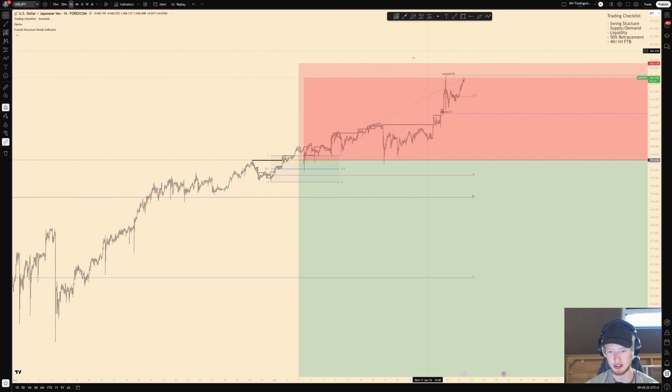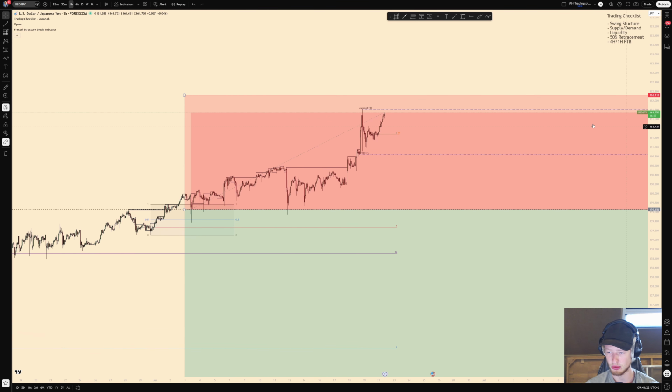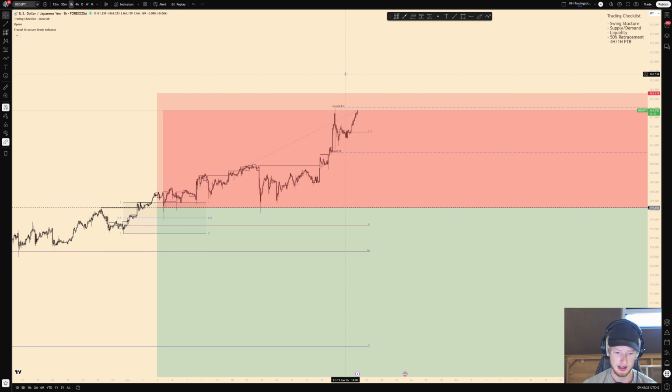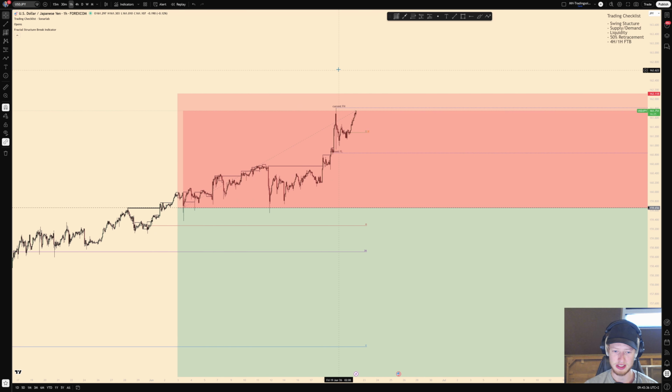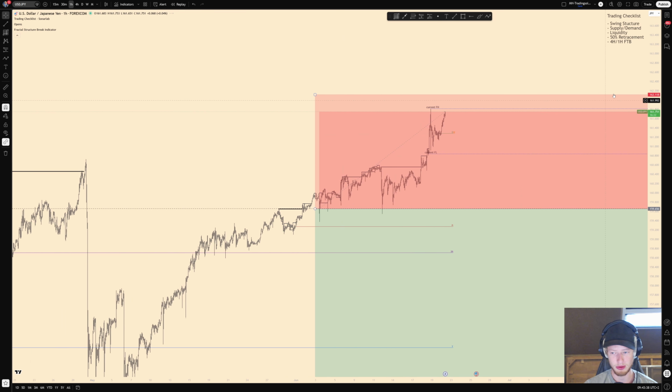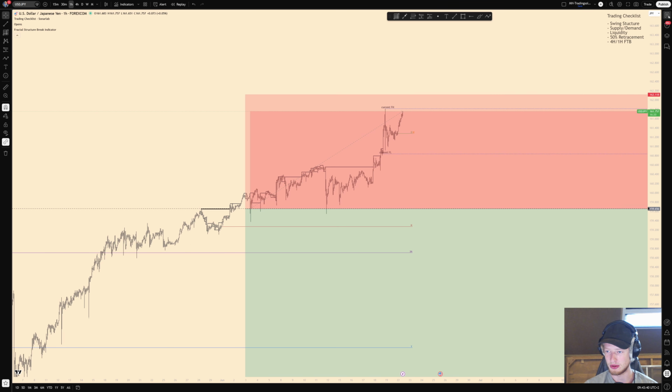Nothing much to say there. For me, it's too risky to take a long here. Yeah, just going to monitor this very closely to see what's going to happen. Let's just see what it's going to do and if someone is going to intervene with this pair or not.